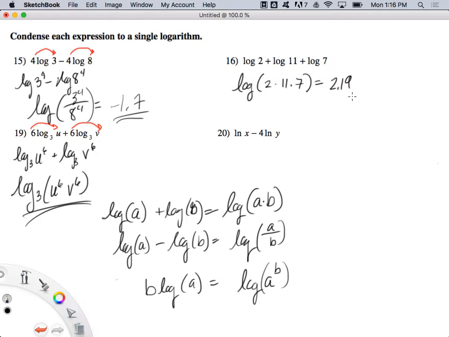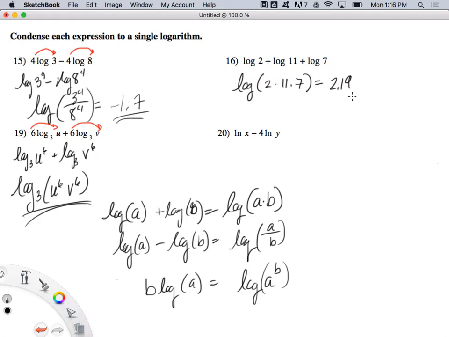Oh, it's ln. What is that one? E. Well, ln is just log base e, but you don't have to do anything with it. You can just keep it as ln. You don't need to change it or anything like that.